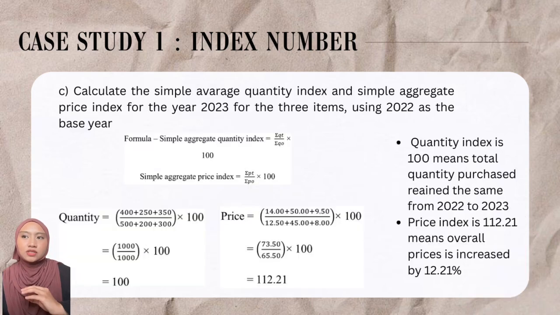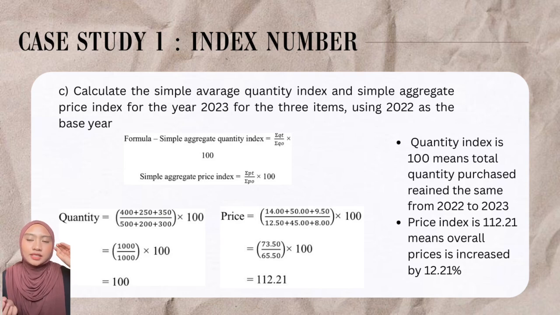Part C is to calculate the simple aggregate quantity index. I add all quantities in 2023 and divide by the total quantity in 2022, then multiply by 100. So 400 plus 200 plus 350 equals 1000 units, and 500 plus 200 plus 300 also equals 1000 units. So 1000 divided by 1000 multiplied by 100 equals 100%. This means the total quantity purchased stayed the same.